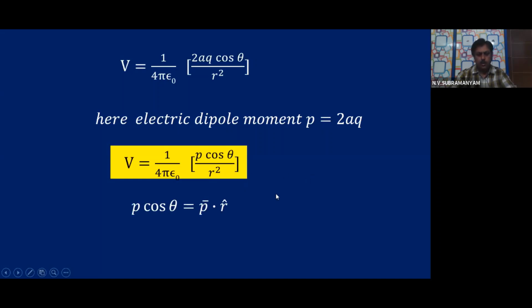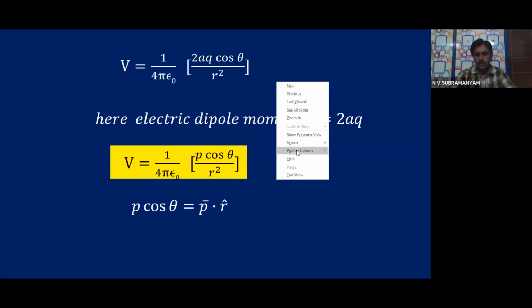Now P cos theta can be written as P bar dot r cap, where r cap is the unit vector. One minute, children. Children might be having one doubt. P cos theta, what is that?